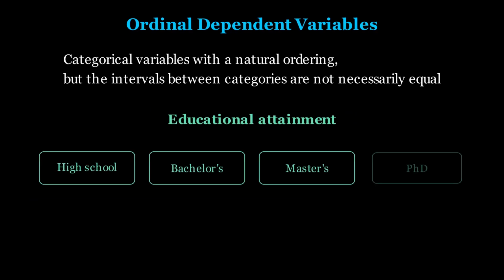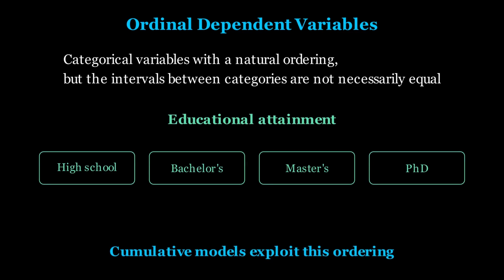Educational attainment works the same way. High school, bachelor's degree, master's degree, PhD. These follow a clear order, but the jump in education from one level to the next isn't uniform. Because the categories are ordered, we can do something we couldn't do with nominal data. Talk about the probability of being at or below a given level. That's the idea behind cumulative models, which we'll cover next.